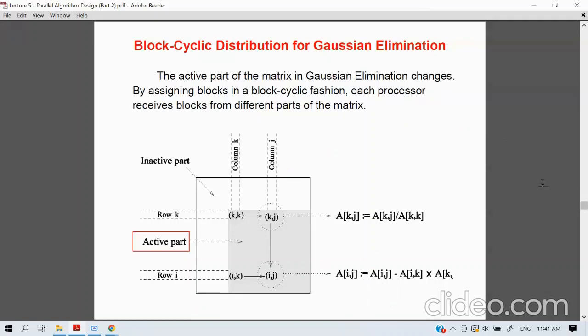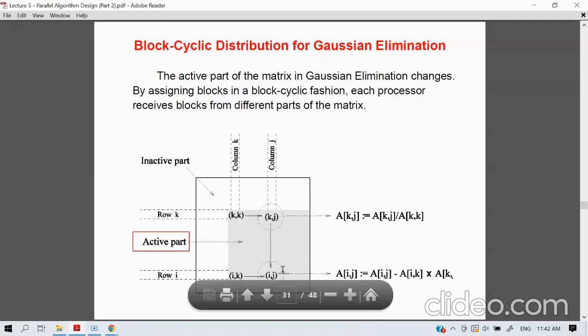Okay. Right. So macam mana dia buat block cyclic distribution tu? Okay. So macam ni lah cara dia for Gaussian elimination. So you can see here, this one is the active part of the matrix. And then by assigning blocks in a block cyclic fashion, each processor receives blocks from different parts of the matrix. So different part of the matrix ada column kat sini, column K and column J, and row I and row K contribute to the active part of the matrix.